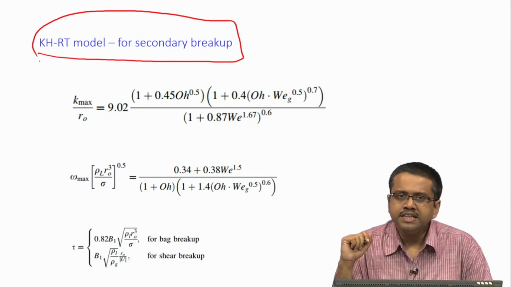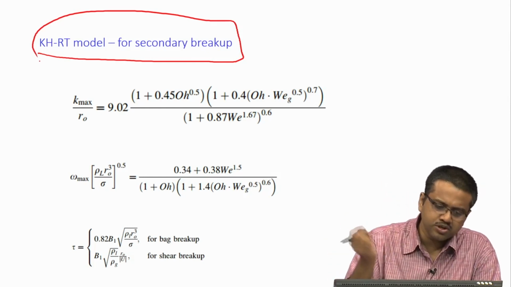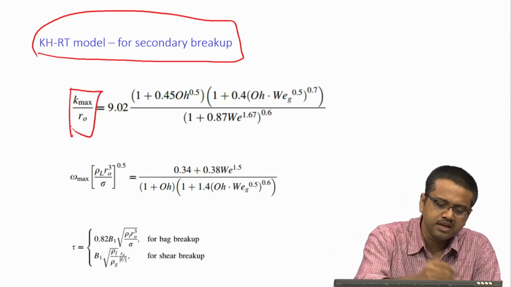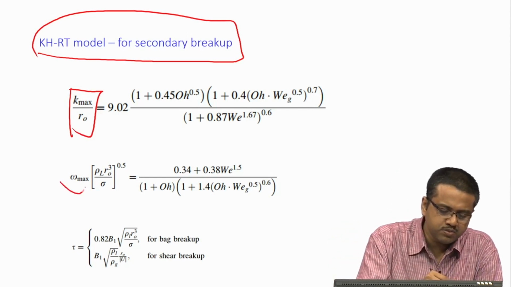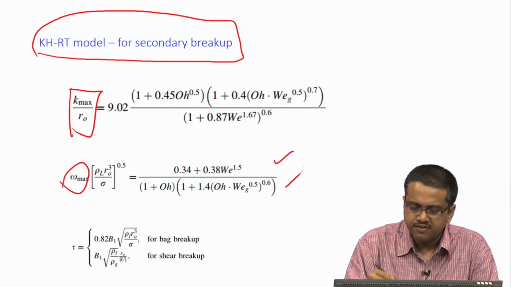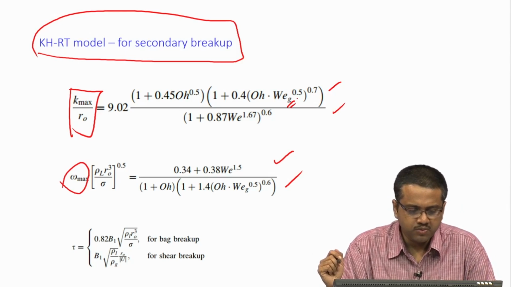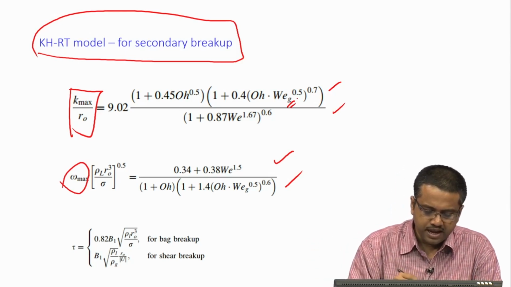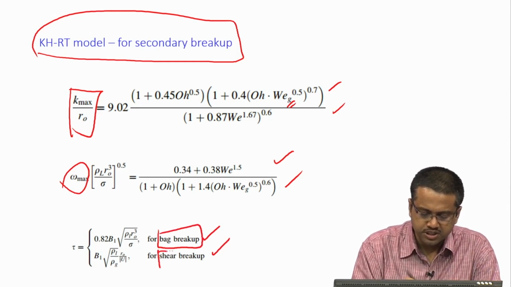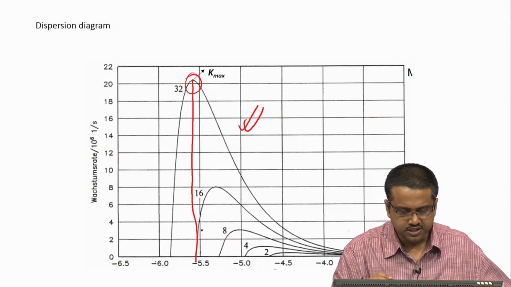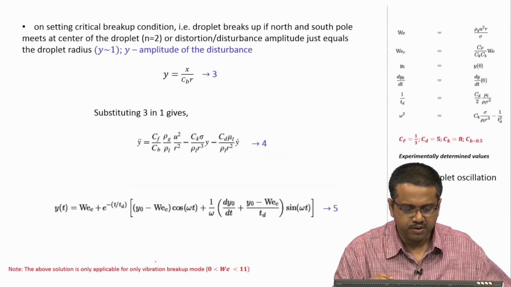The Kelvin-Helmholtz and Rayleigh-Taylor kind of a model for secondary breakup, okay, is once again, let us not go through the math once again. This is the K max, which is the maximum K, this is the corresponding maximum growth rate. Both of these are given in terms of the gas phase Weber number, as you can see over there, all right. So, once again it is cast in terms of Weber number, and the taus, that means the breakup times. If you recall what is called a bag breakup and what is called a shear breakup, if you do not recall, let us just go and show you the picture once again to recollect from memory.